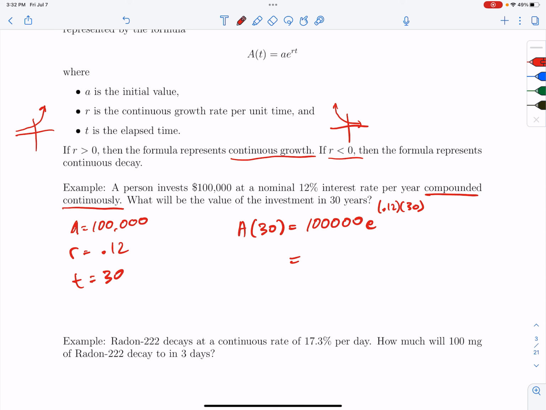Now on your calculator, you have an E button. It probably looks something like this: E to the X, or E to, might have a little box like that. So that's what you want to use. So you can just type this in, 100,000 E to the 0.12 times 30.